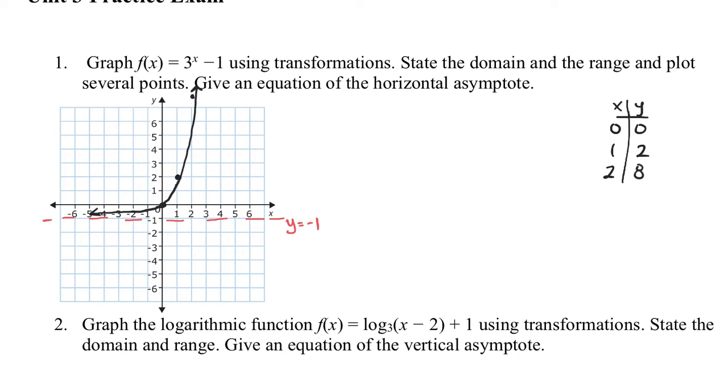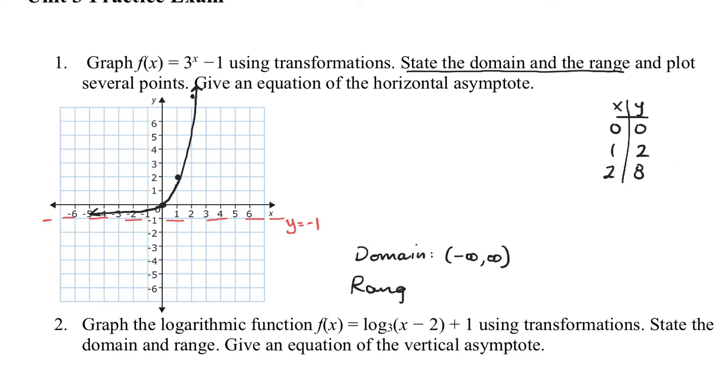And there you go. The second part of this, state the domain and the range. Domain, as you can see, the graph reaches -infinity to the left, and on the right is going to eventually reach positive infinity on the x-axis. So the domain is all real numbers, or -infinity to positive infinity.